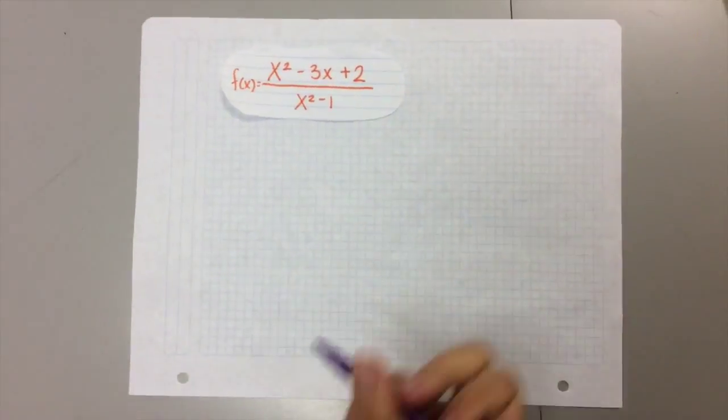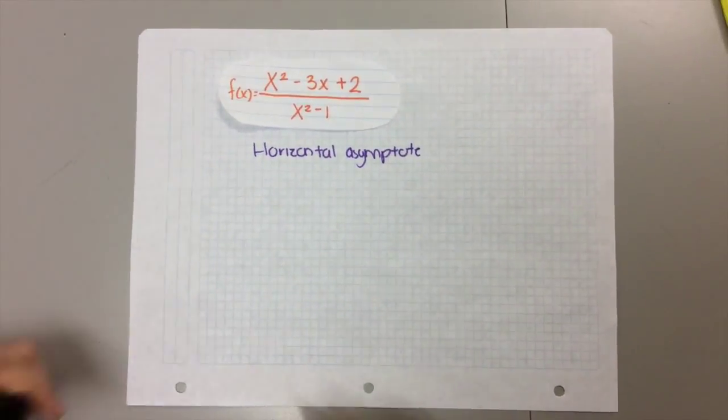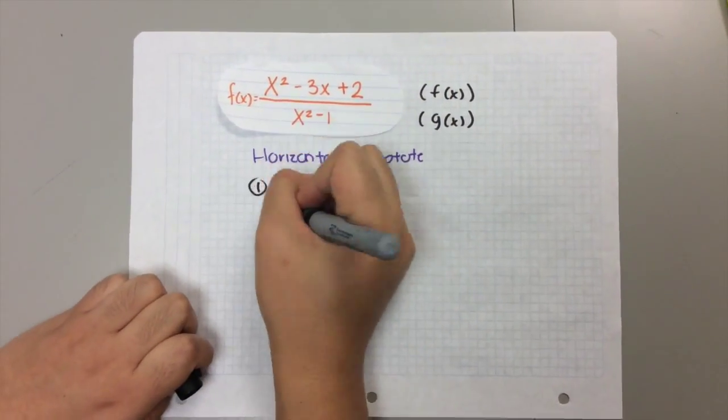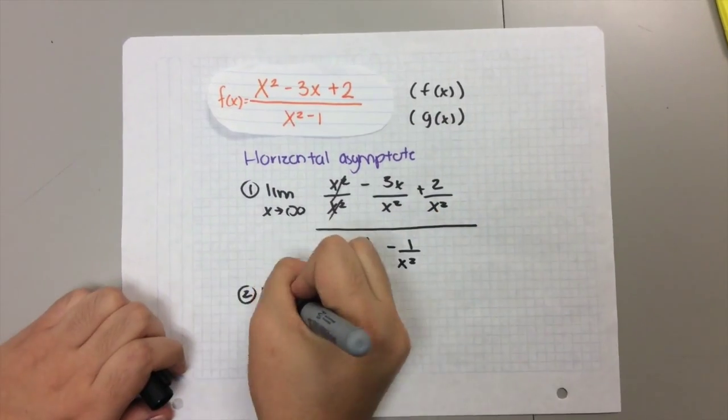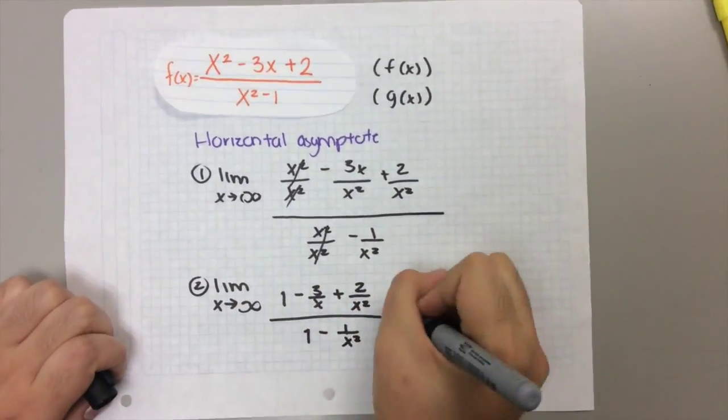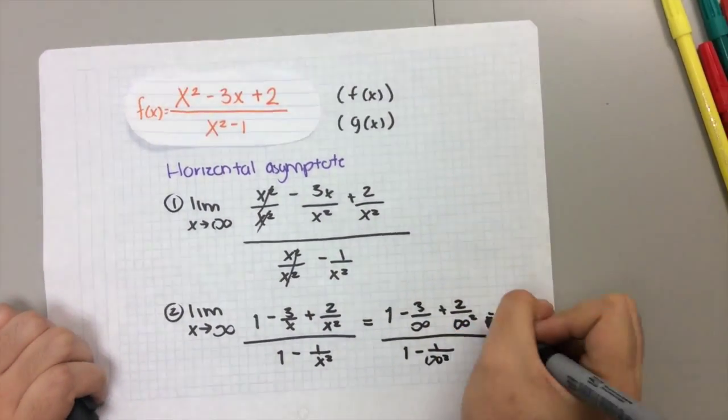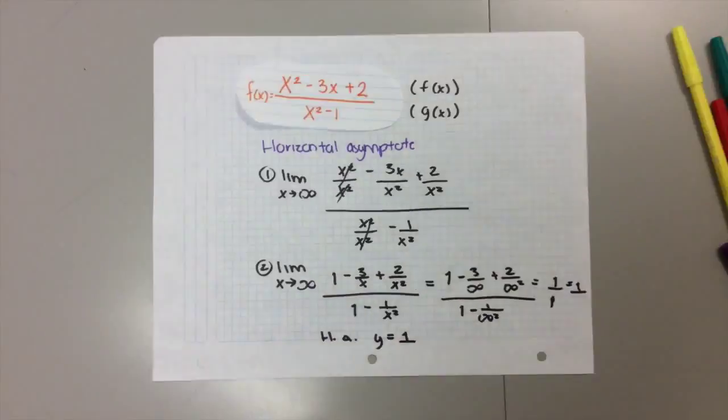To find the horizontal asymptote of this rational function, we had to divide the numerator and denominator by the highest power of the denominator. Then, we simplified it and substituted x to infinity, and we found that the horizontal asymptote is y equals 1.